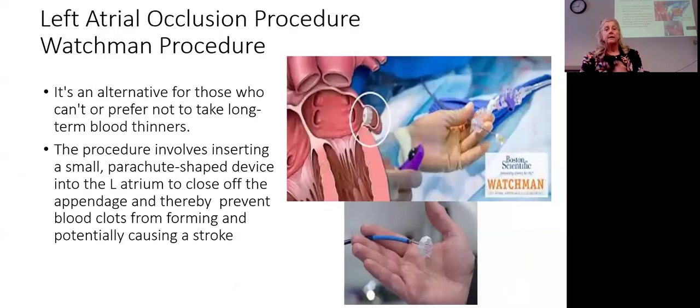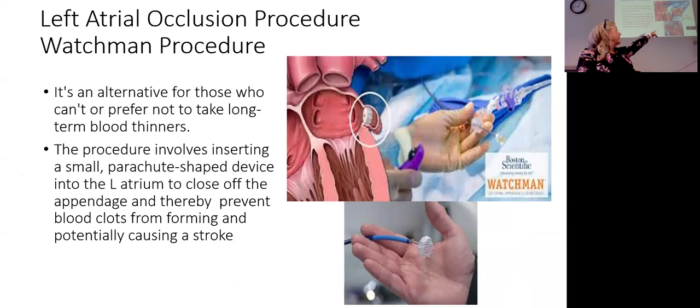It's almost like getting a heart cath, very easy. So this is the left atrial occlusion procedure called a Watchman procedure. It's an alternative for those who can't or prefer not to take long-term blood thinners. It doesn't get you out of atrial fibrillation. It just makes it so that you're not at risk for a stroke, and that you don't have to take blood thinners usually.